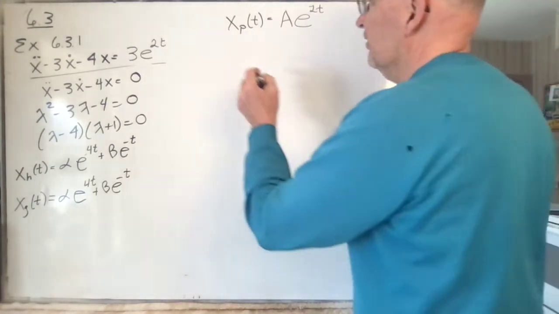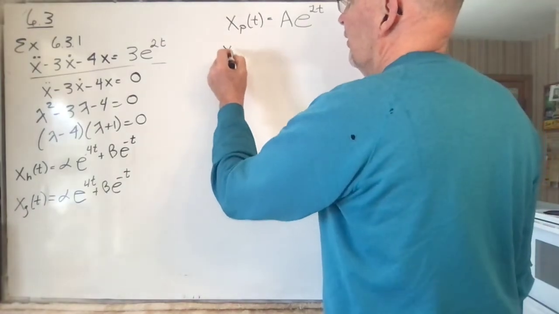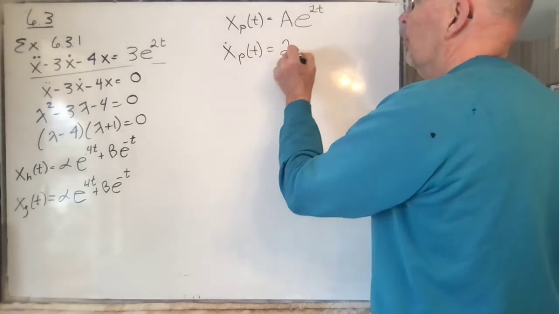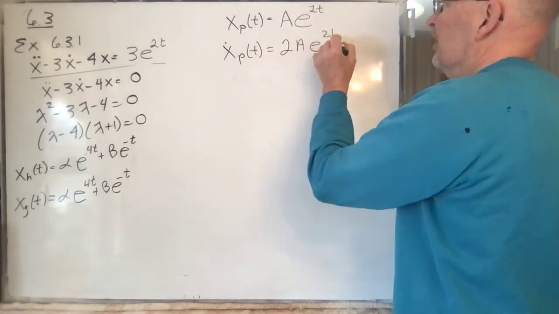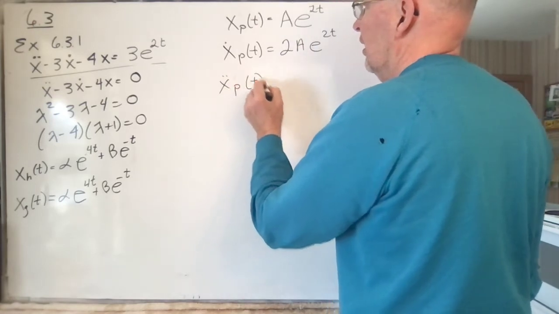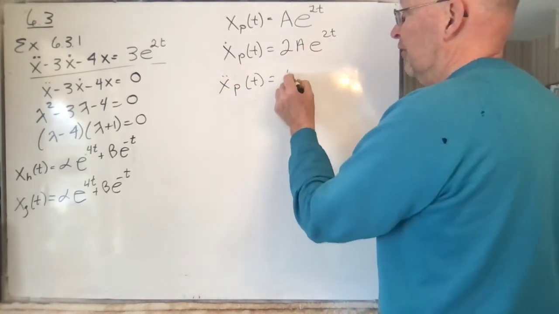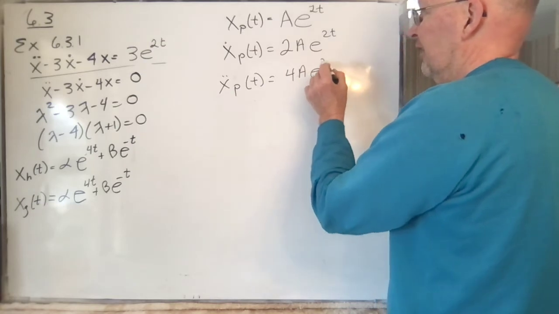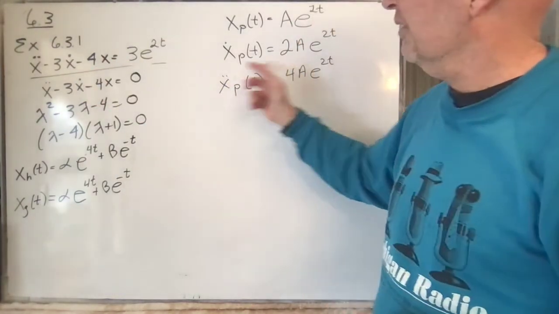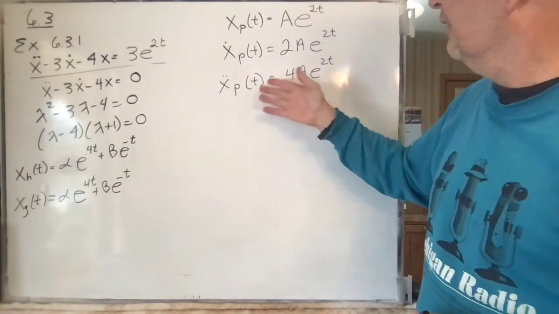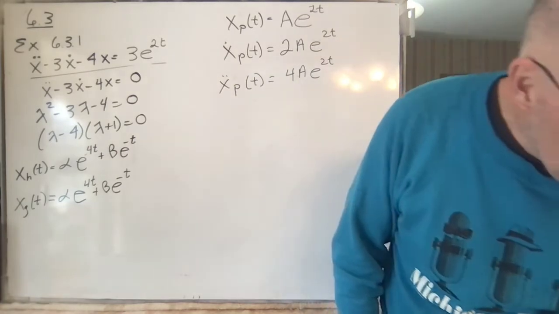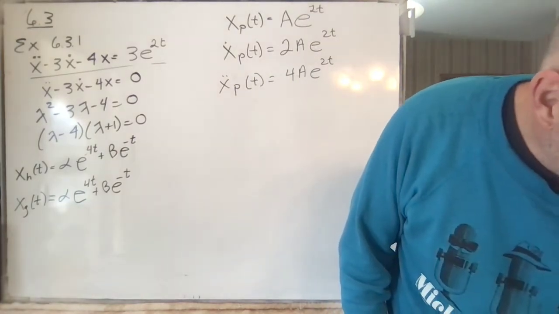So let's just get started. The derivative is going to be what? 2a e to the 2t. The second derivative is going to be what? Bring the 2 down, it's going to be 4a e to the 2t. And now you stick this in, 3 times this, 4 times this, and you find out what a has to be in order to give you that. Okay? Very good.